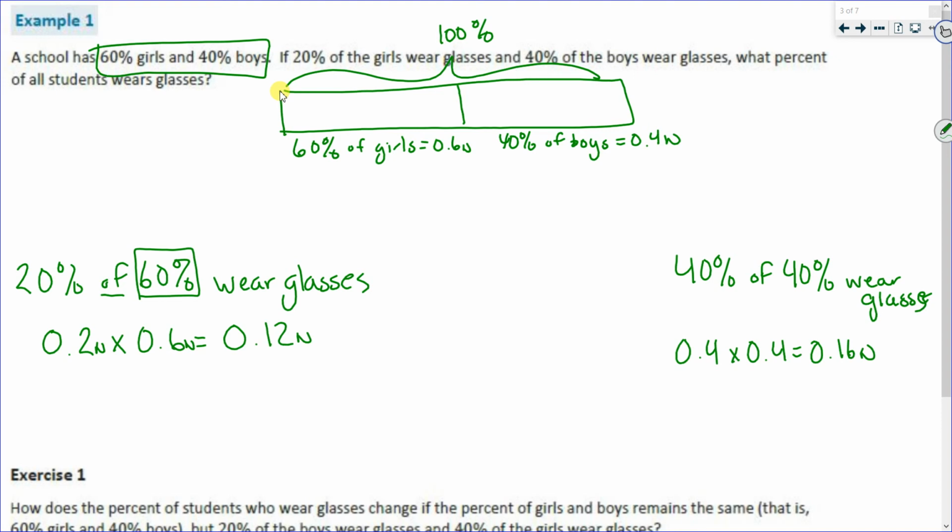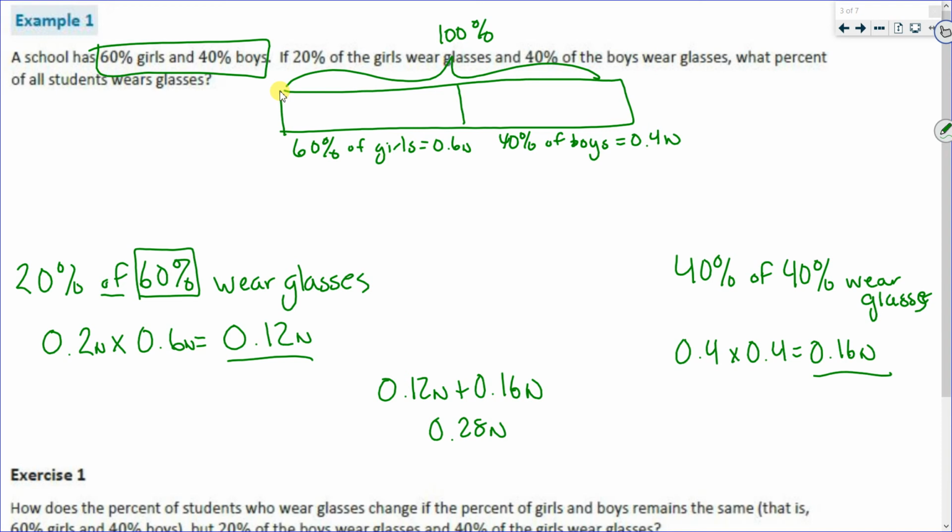So now let's put this together. Okay, so this is the number of girls that wear glasses. This is the number of boys that wear glasses. So what's the total number of students that wear glasses? Well, that's going to be 0.12N plus 0.16N, which gives me 0.28N. Now, you're asking, Mr. Hale, how do I know how many students wear glasses then?